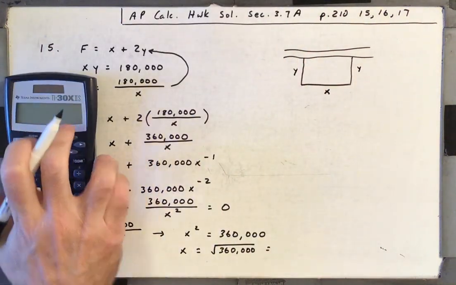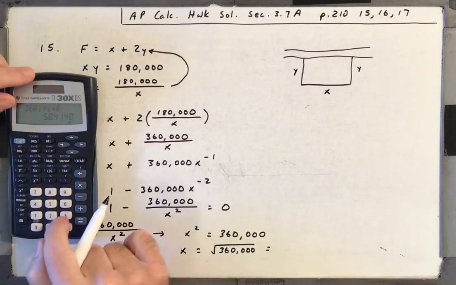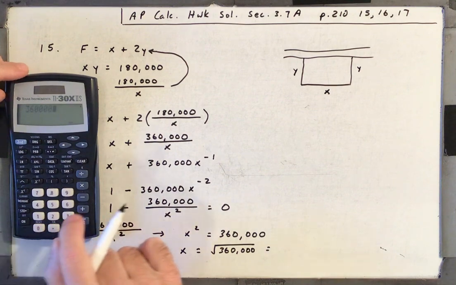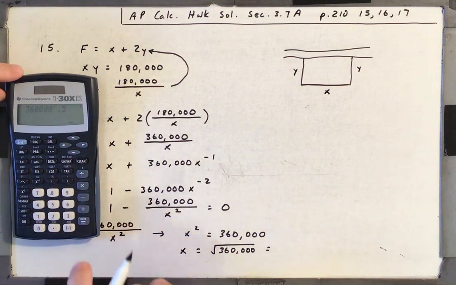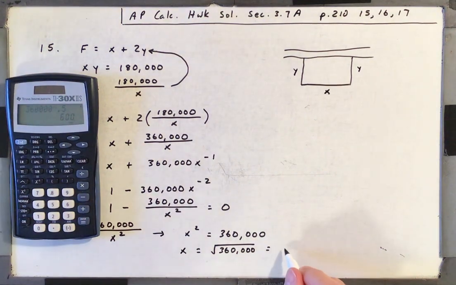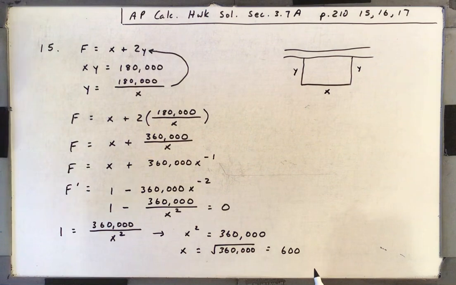All right, so 360,000, raise that to the 1/2 power, 600. Should have been able to do that in my head. I was thinking it was 60. All right, so that is going to be 600 meters. So that's our x dimension.